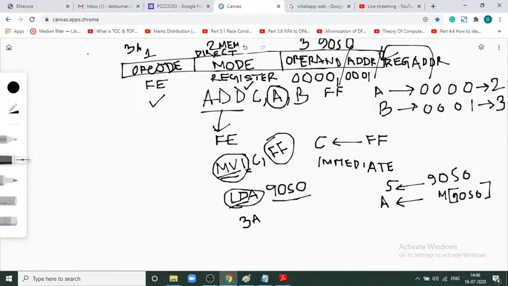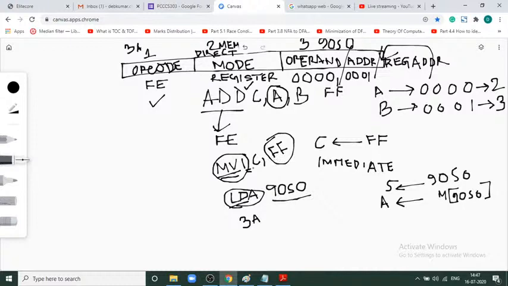For example, ADD C, A, B: F is the opcode, mode is register mode, addressing mode, and the operand addresses are the address of the A register, which is 0000, and the address of the second operand, which is 3, its address is 0001. Second instruction, MVI C, FF. FF is the data, so we store the data FF in field 3.